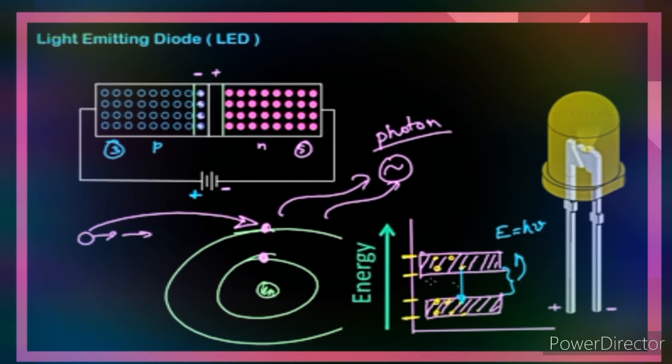In a light emitting diode, light is produced due to the recombination process. Recombination of charge carriers takes place only under forward bias condition. Hence, an LED operates only in forward bias condition.